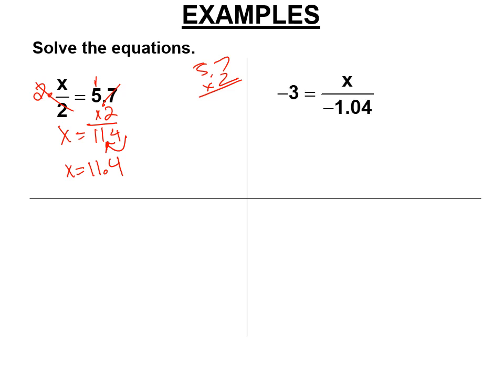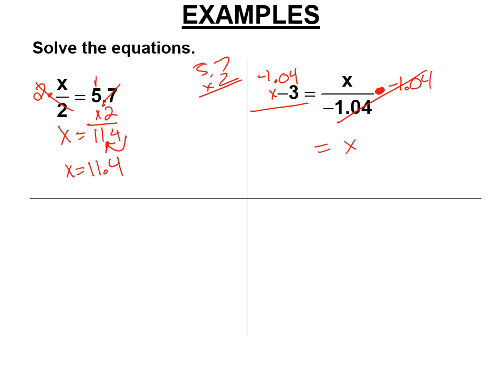All right, so in this case, x is being divided by negative 1.04. So we're going to multiply both sides by negative 1.04. Cross that out. Now, when we multiply, we want the one with more digits on the top, right? So you can just write it on the top right there, like that. Okay, and two negatives make a positive, so that's going to work out.